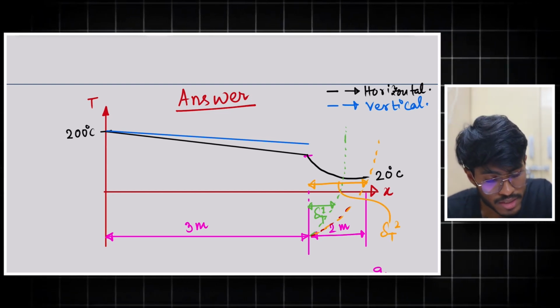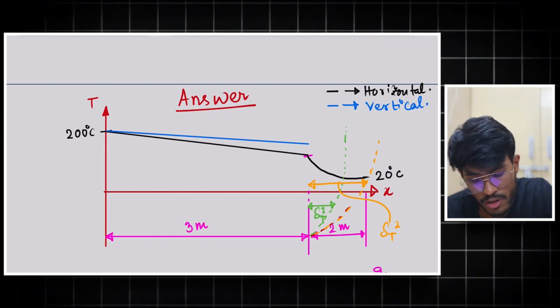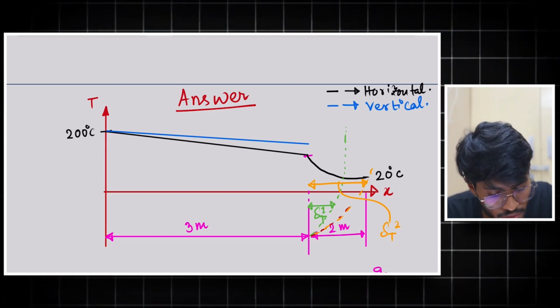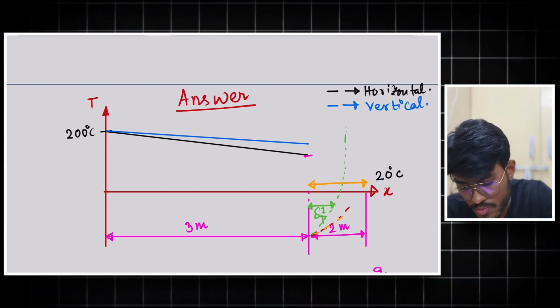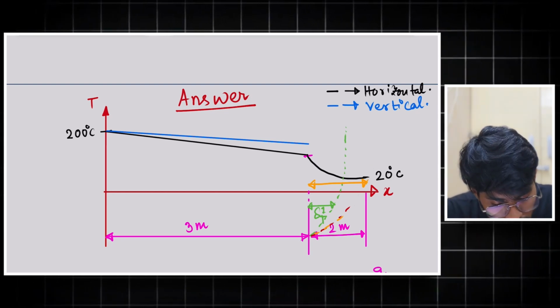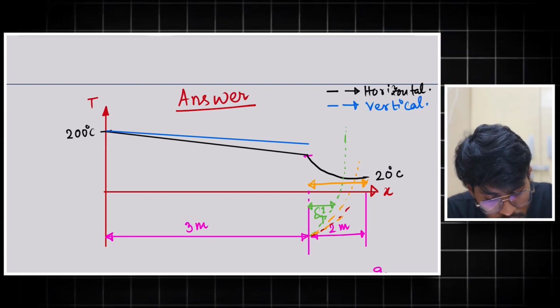Clear? So if this is your delta T2, I cannot say that this is my delta T2 because here I already have this 20 degrees Celsius. Okay. So, sorry, my delta T2 will be something like this.